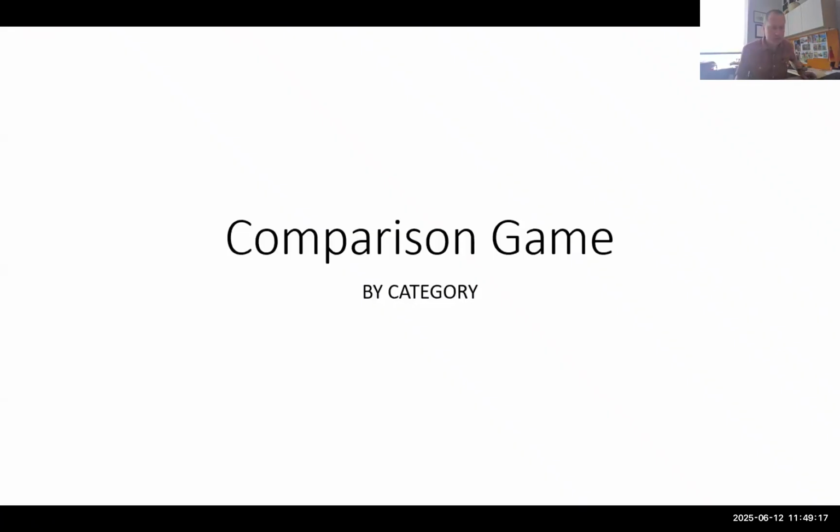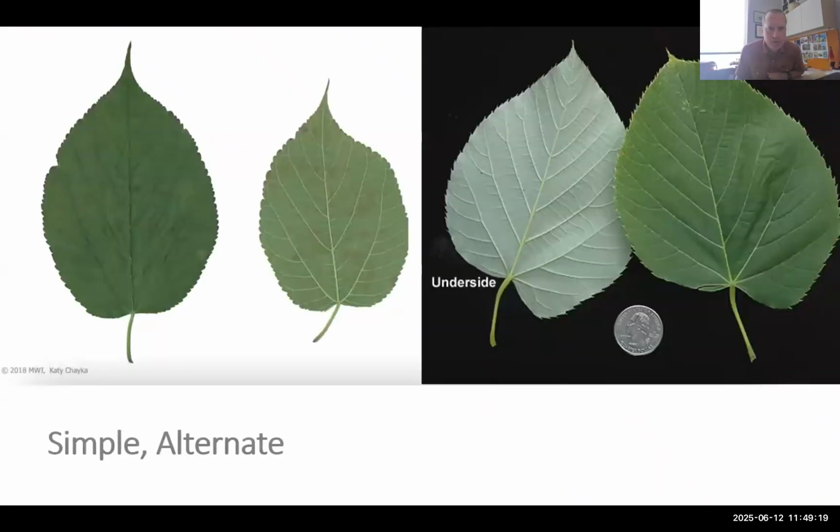So then we'll get in the comparison game. So I'm going to go quickly. But on the left, we have red mulberry, a big heart-shaped leaf, bigger than your hand. And then on the right, we have American basswood, another big heart-shaped leaf. But they're very different. When you feel the red mulberry, the top of the leaf has kind of got a rough surface, almost like sandpaper.